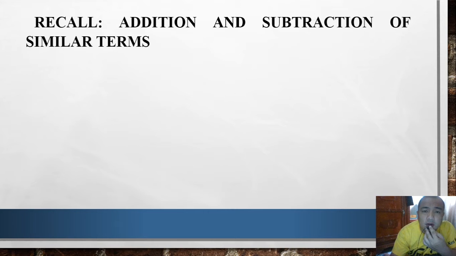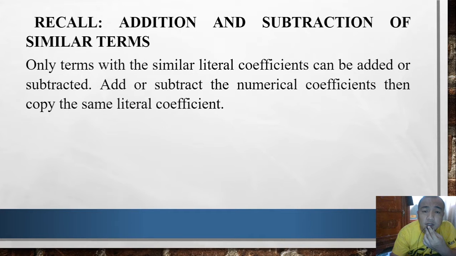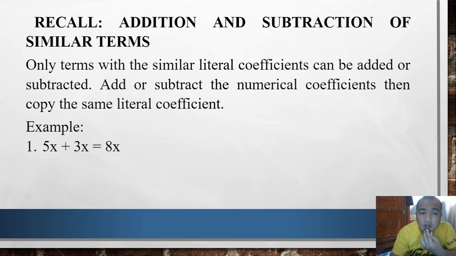Okay, let us have a recall on the addition and subtraction of similar terms. Only terms with the similar literal coefficients can be added or subtracted. Add or subtract the numerical coefficients, then copy the same literal coefficient. Example, 5x plus 3x is equal to 8x. Just add the numbers, copy the variable.